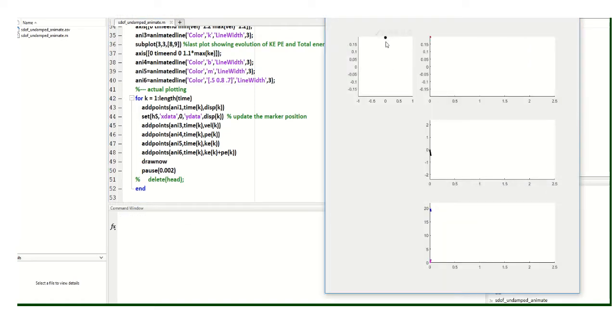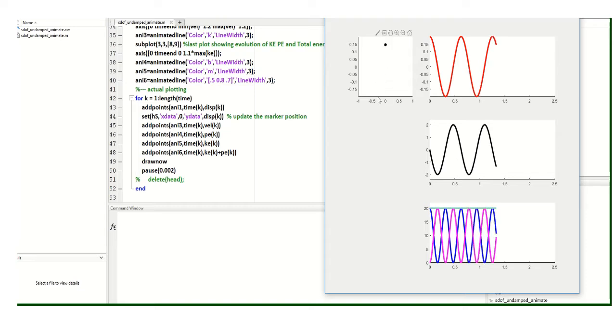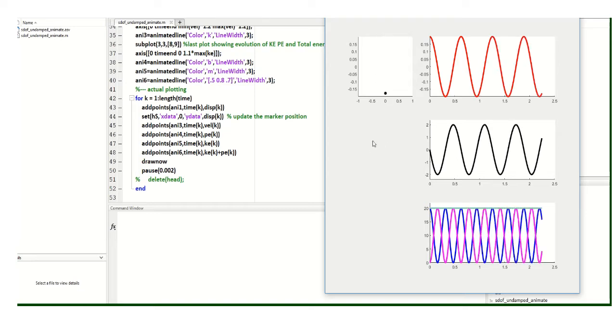The velocity of this mass block is changing. When it is near the mean position, the velocity is highest, whereas when it is towards the extremity, the velocity is least, which is 0. Okay, so we'll be able to see that over here.